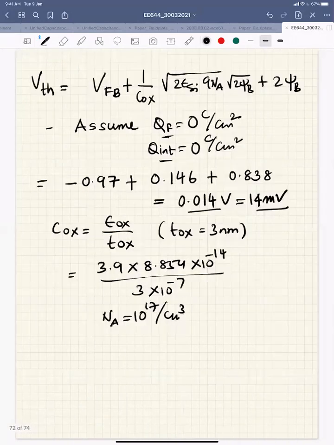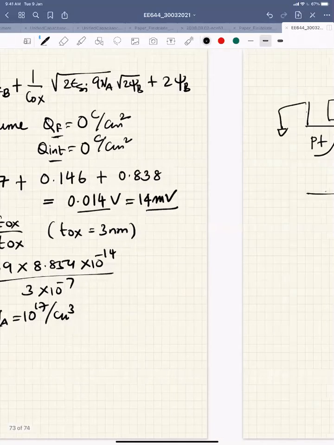So in any digital circuit, basically what we want is that our NMOS transistor VT is equal in magnitude to the PMOS transistor VT. That means if your NMOS transistor VT is 14 millivolt, your PMOS transistor VT should be minus 14 millivolt, right? They should be exactly equal but complement each other, right? So if one VT is 14 millivolt, the PMOS VT should be minus 14 millivolt.